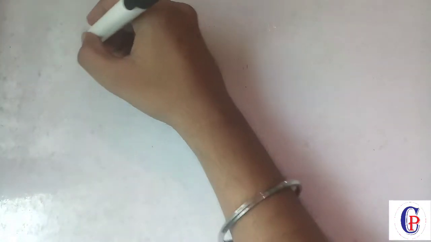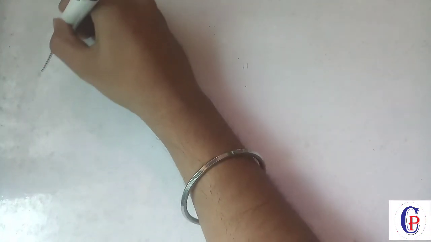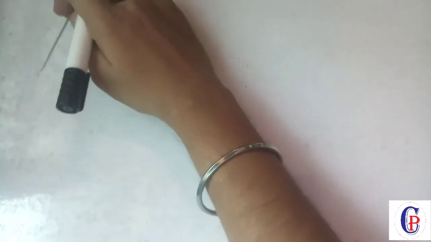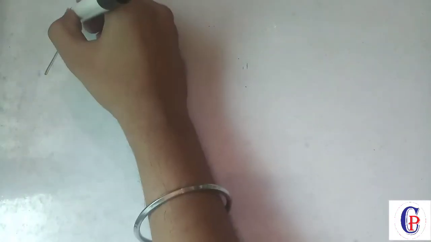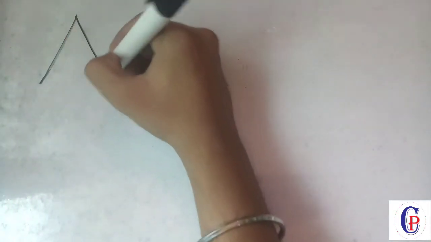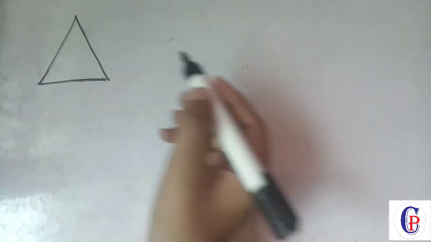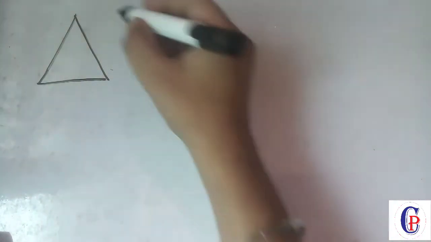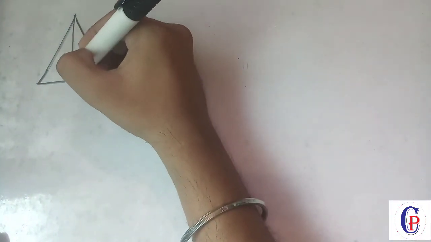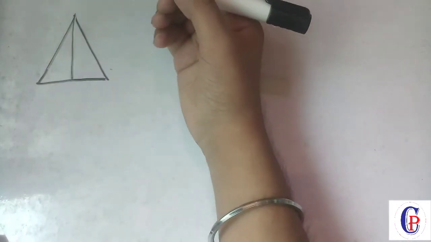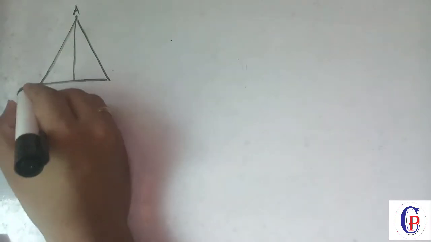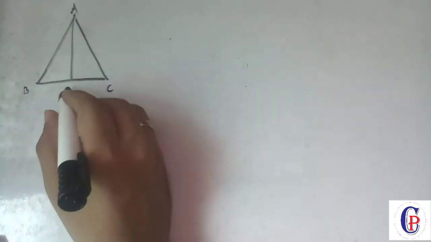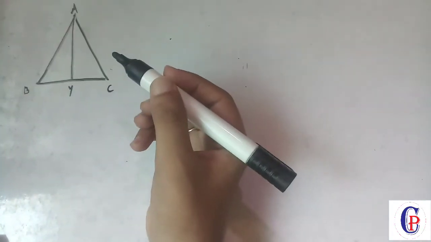So now we have one question. It says, a triangle is given to us. Okay, let me draw a big triangle. This triangle is given to us, and this is a line. This triangle is ABC and this point is Y.